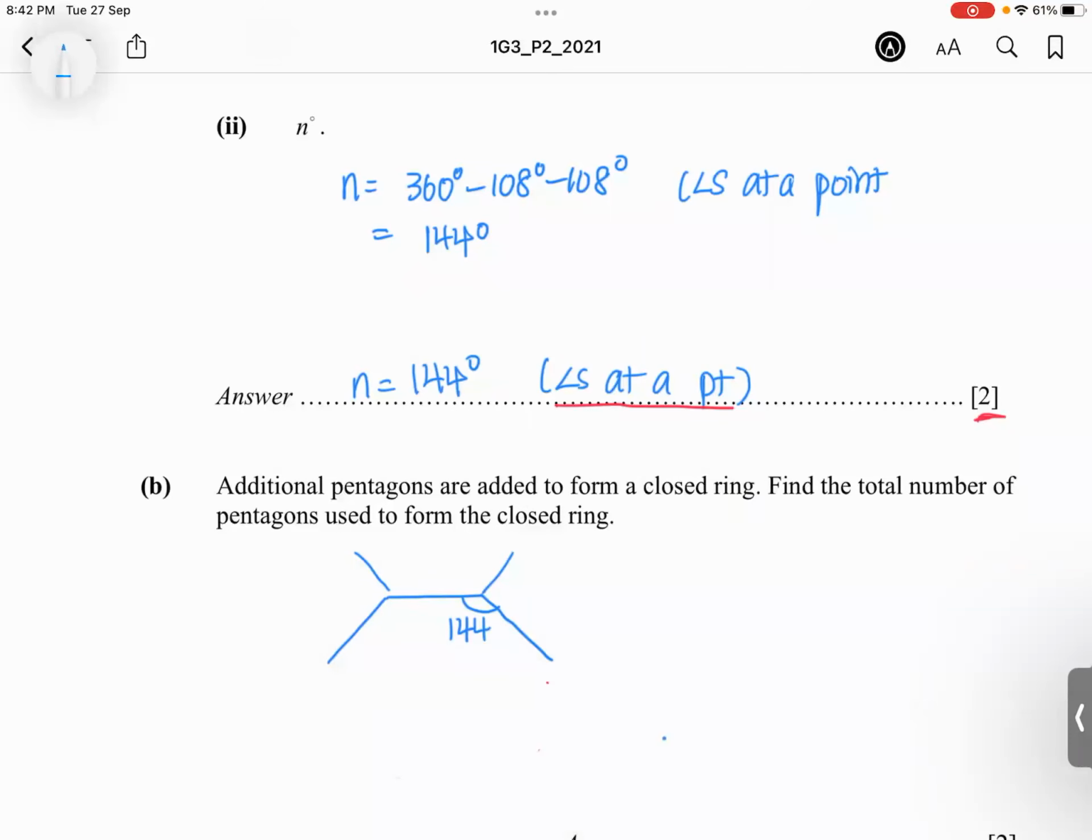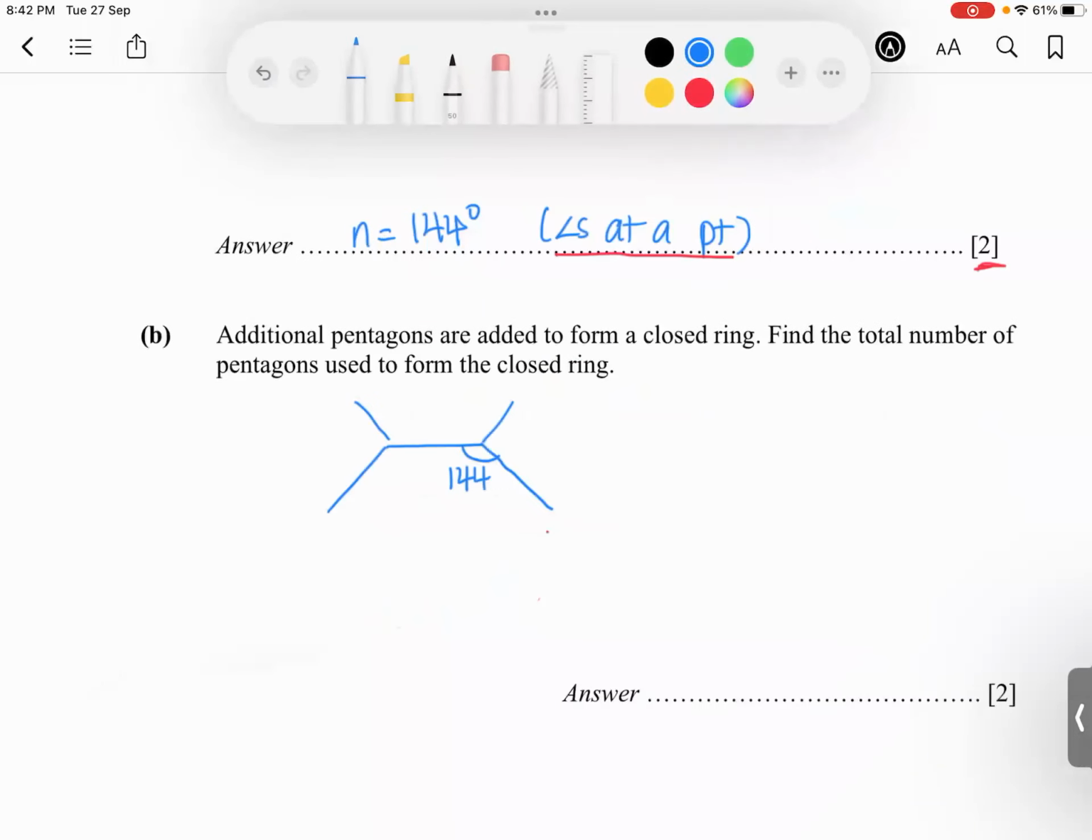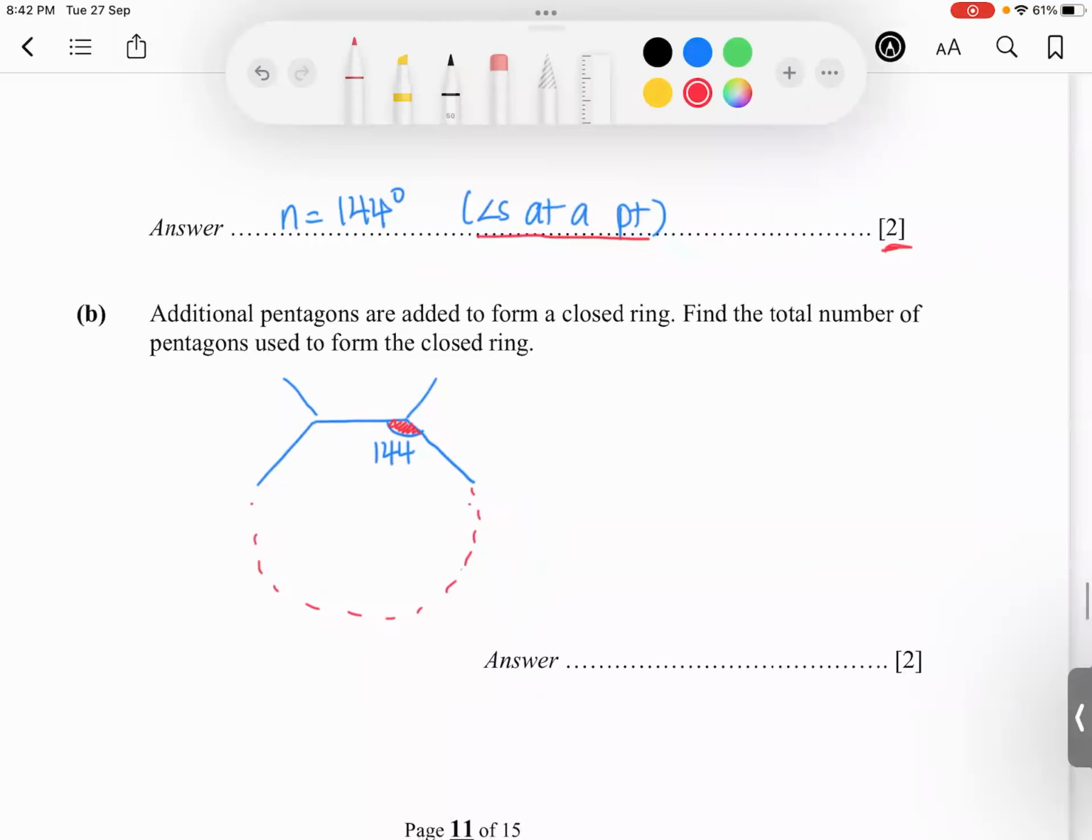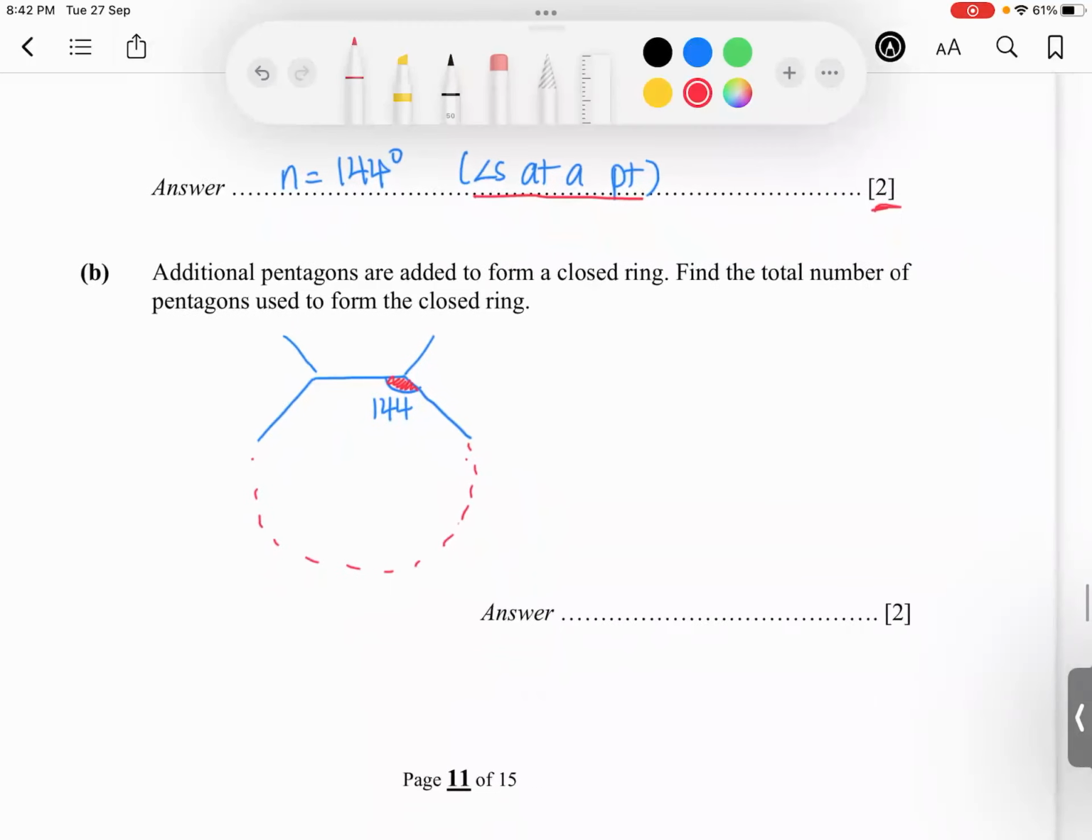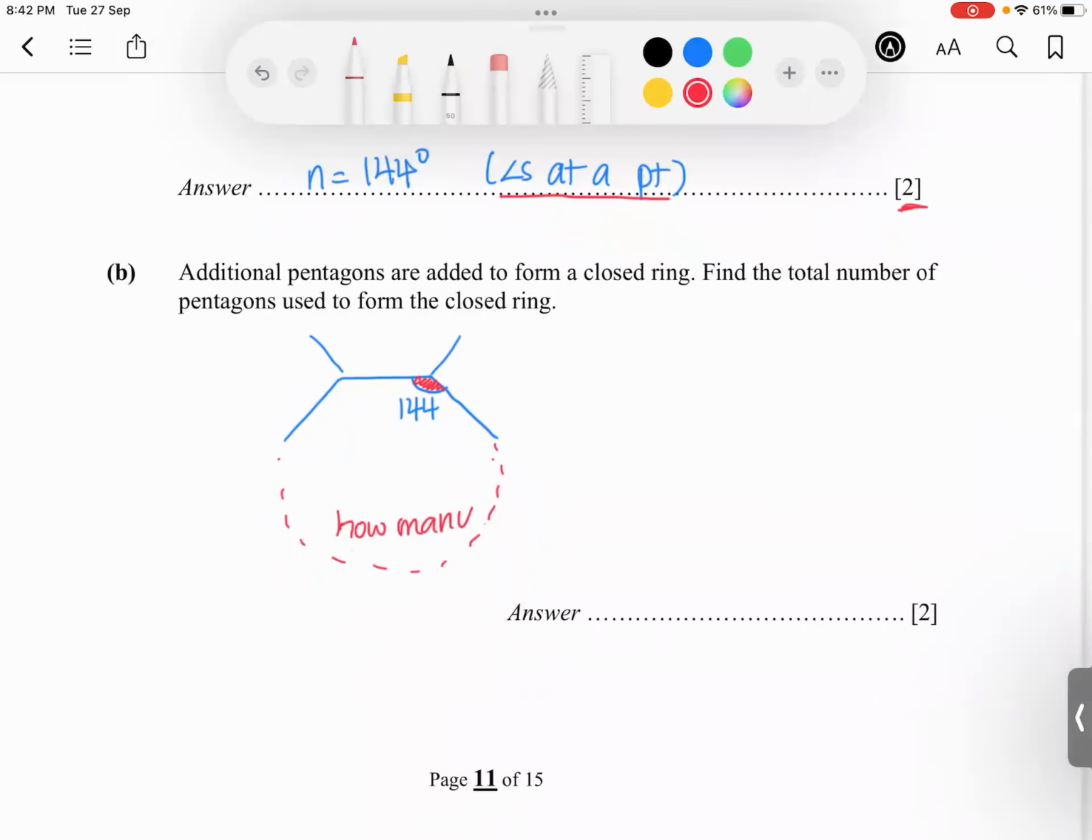Okay, next one. Additional pentagons are formed to form a closed ring. That means they want to close this portion up. If it's all made up of regular pentagons, that means this is the interior angle of the polygon. I need to know how many sides. The number of polygons will be the number of sides. So I can use 2 different methods.